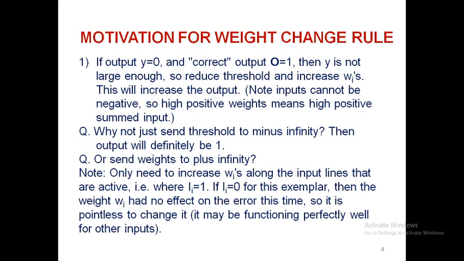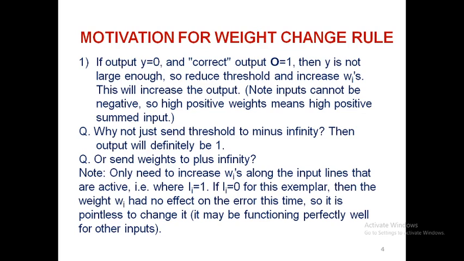Okay, so that's what we need to do if you are not getting the required output. Here y is equal to 0 but your o is equal to 1. That's why you need to reduce the threshold and increase the weights to fire that corresponding neuron. That means the summation of wi xi should be greater than or equal to theta. To make that happen, we are doing this process. Here we need to observe one thing: the inputs cannot be negative. So high positive weights mean you will get a high summing input, right? If your weights are more, since the weights are multiplying with the input, you will get a high summing input.